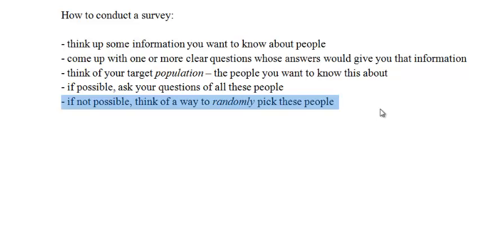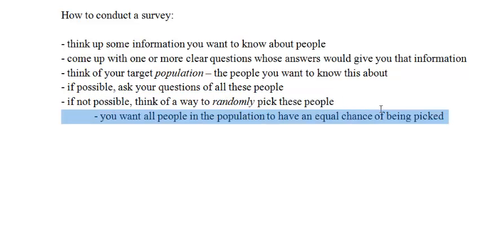If you want to randomly pick a student, well, is there a list of all the students, let's say students in the United States? Is there a list of all the college students in the United States? That would be great if there was one. You could randomly pick names off of the list. That counts as random. You want to make sure that everybody in the population has an equal chance of being picked.